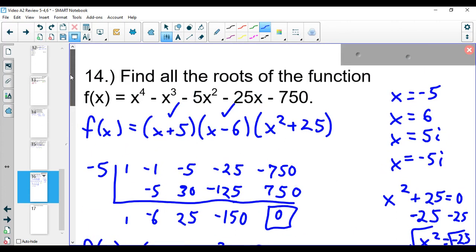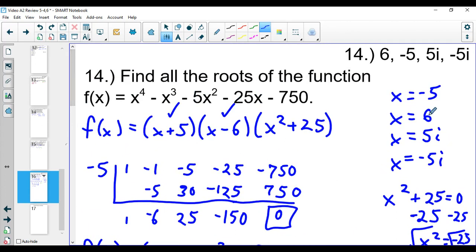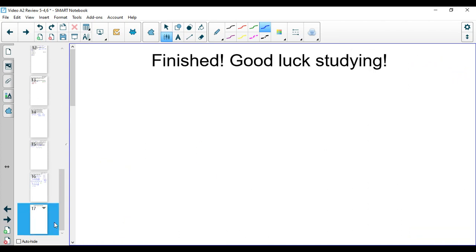And we check against the answer key. 6, negative 5, 5i, negative 5i. Excellent. And the next problem, we're finished.